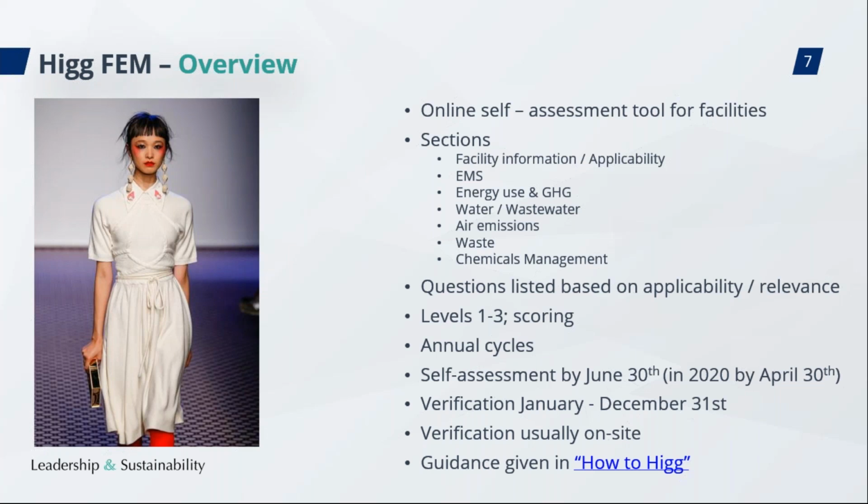Then, in most cases, the verification takes place on site. There is the possibility to do off-site verifications as well. But for example, you cannot verify section levels 2 and 3 of the chemical section off-site. And also there are restrictions in what you can communicate about your results if you do an off-site verification. So we do recommend an on-site verification. Guidance to the factories, brands, and verifiers is given in the How to Higg document, which is publicly available.